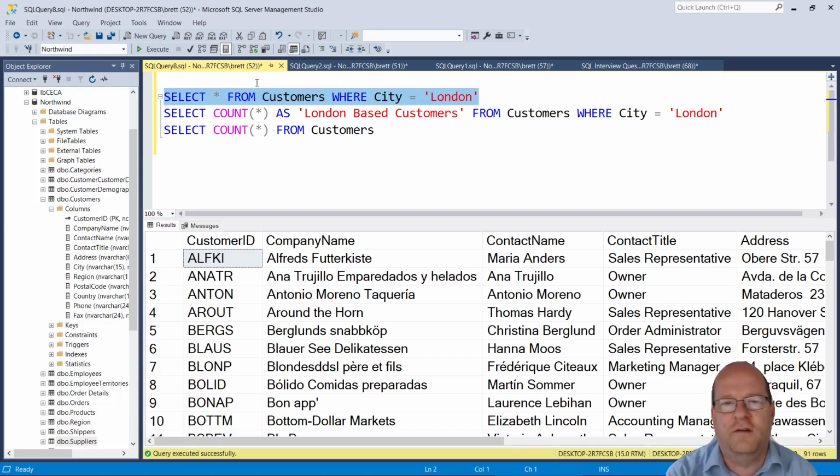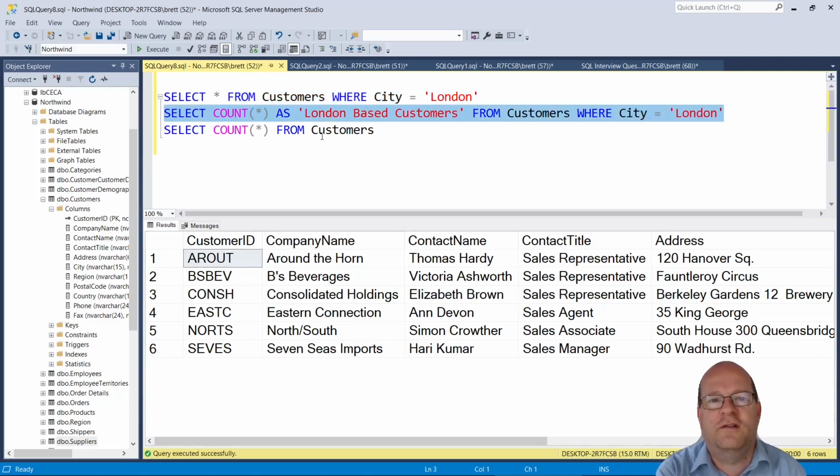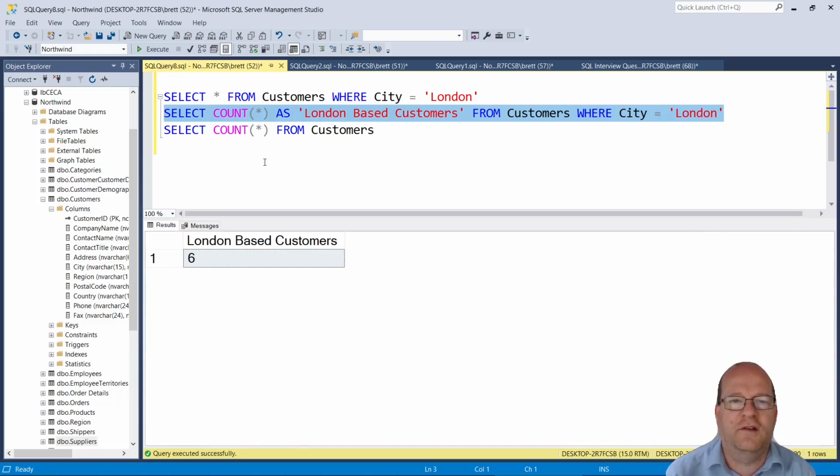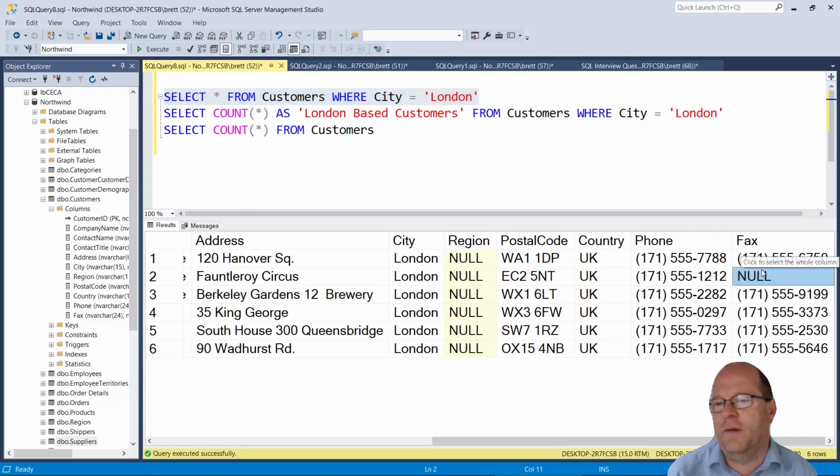So if we find all of the customers who live in London, this is this query. So there are 6 of them. So they might just ask us to return the number of customers who live in London, in which case we can use COUNT(*). And there are 6 customers. Just be careful because one of them has a null value here for facts.